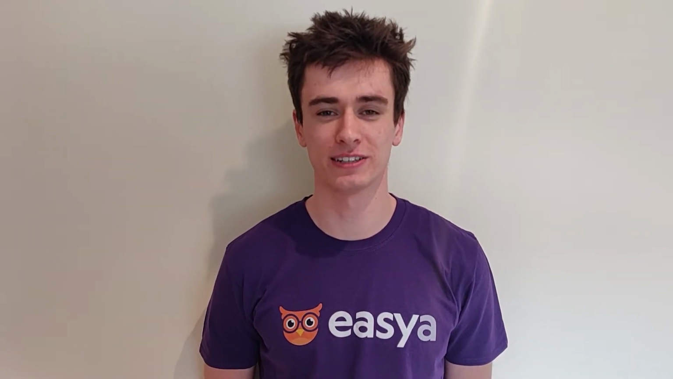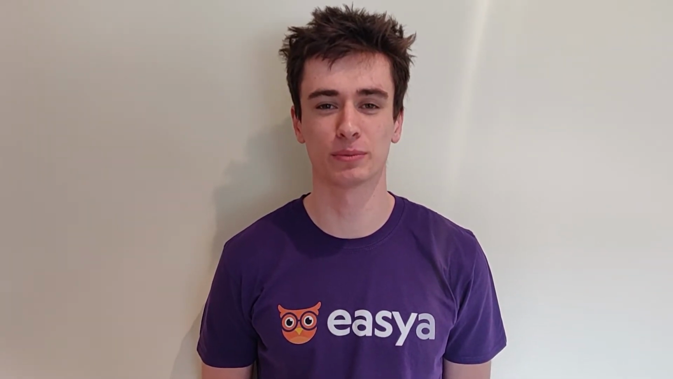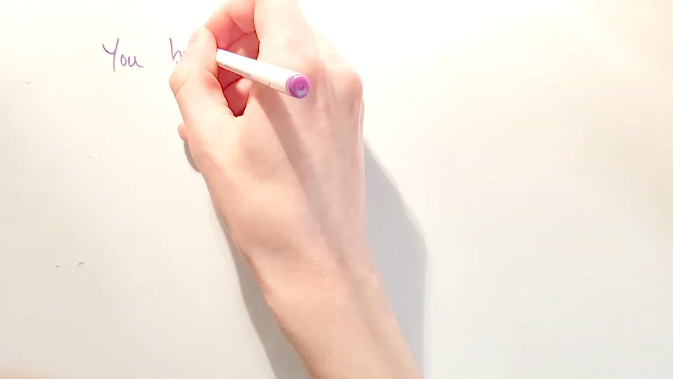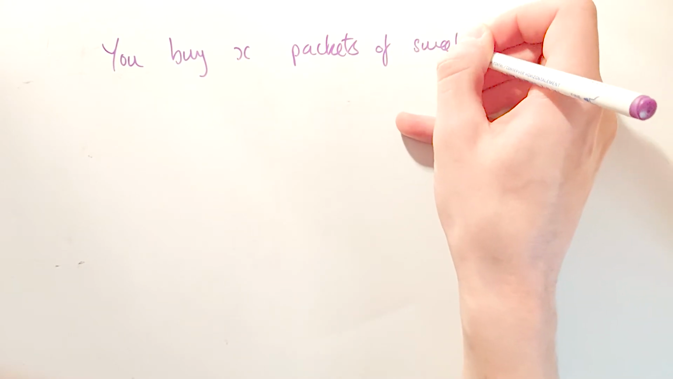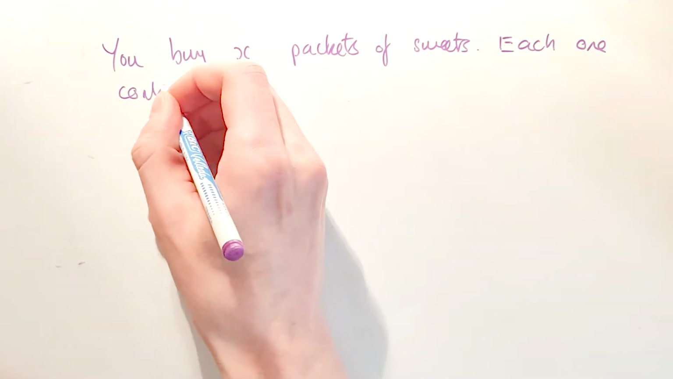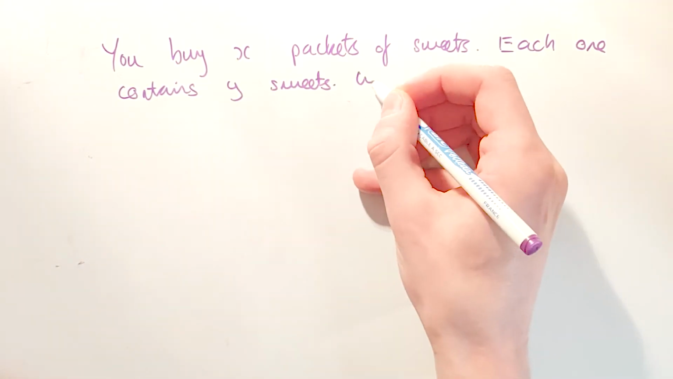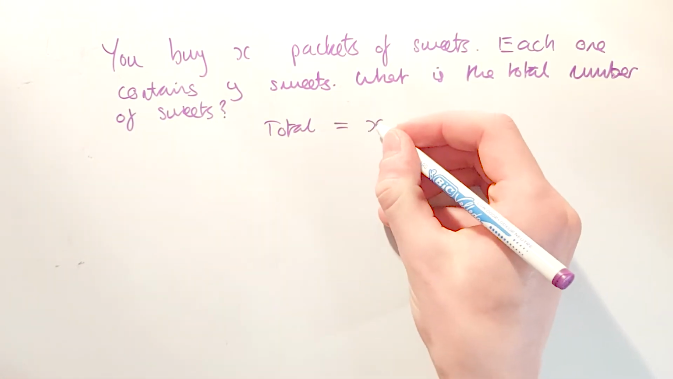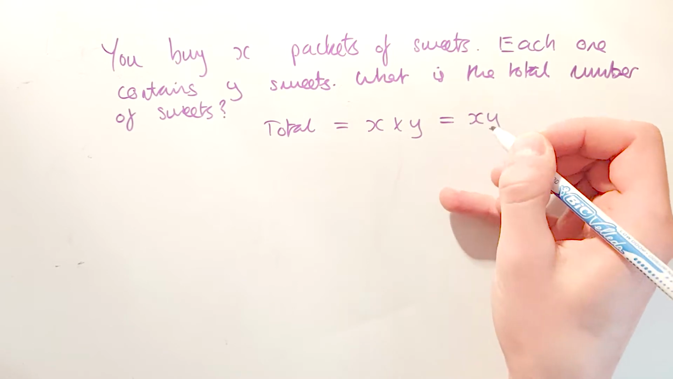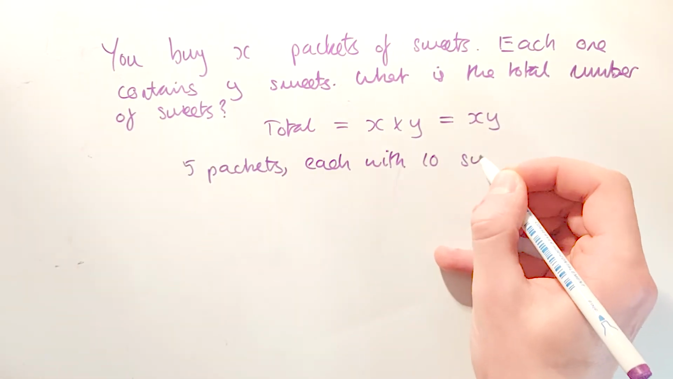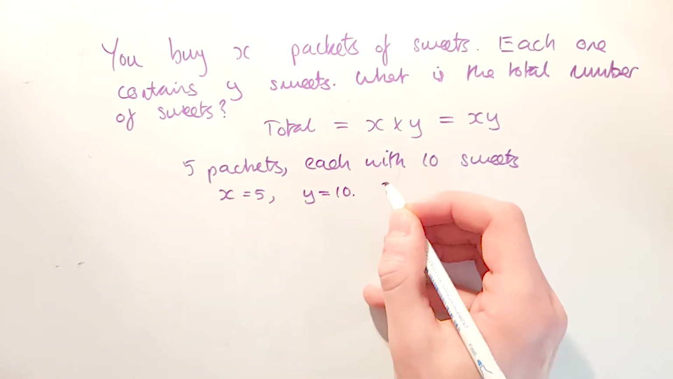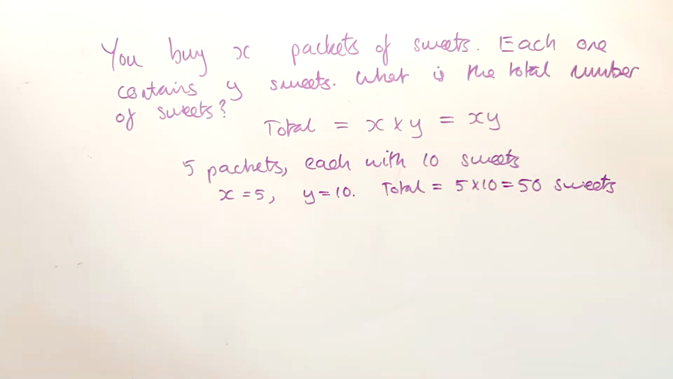This video is going to be on formulating equations and simple proofs. So let's get started. Often we can use maths to solve real-world problems, and you'll need to do this for GCSE as well. Let's say you buy X packets of sweets. Each one contains Y sweets. Let's write down an expression for the total number of sweets. This will be X times Y, or XY. Then, if we're given values for the unknowns, we can substitute in. This is obviously an easy problem, so let's move on to something more complicated.